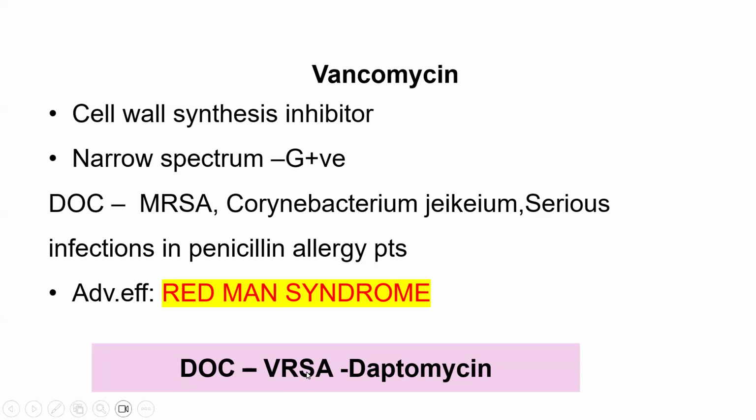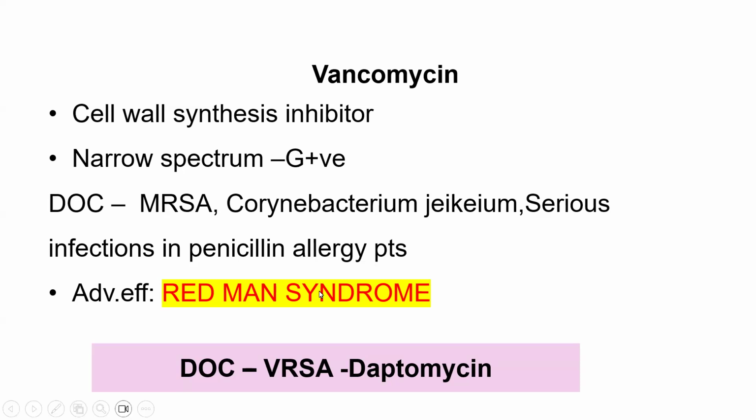For vancomycin resistant Staph aureus, what is the drug of choice? Daptomycin. These are all MCQs. So the MRSA drug of choice is vancomycin. For vancomycin resistant cases, the drug of choice is daptomycin. Other uses for vancomycin are corynebacterium infections and serious infections in penicillin allergic patients. And one more important point to remember for vancomycin is red man syndrome.